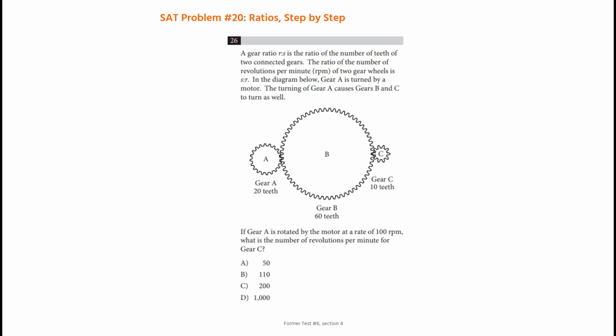In the diagram below, gear A is turned by a motor. The turning of gear A causes gears B and C to turn as well. If gear A is rotated by the motor at a rate of 100 RPM, what is the number of revolutions per minute for gear C? 50, 110, 200, or 1,000?